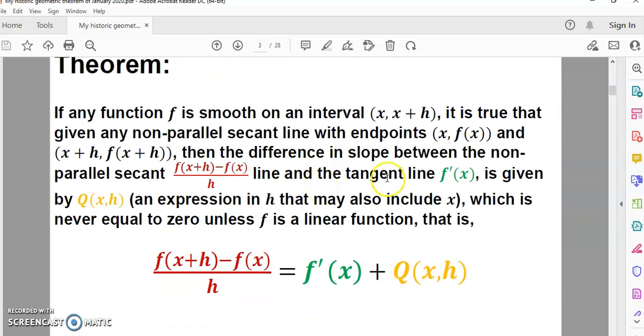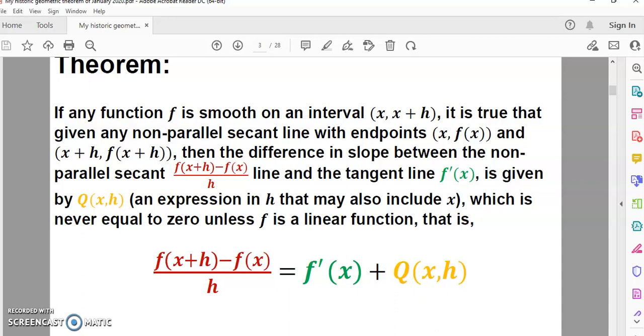So the theorem stated very clearly is this. It says, if any function f is smooth on an interval, as shown there, x and x plus h, it is true that given any non-parallel secant line with endpoints x and f(x), and x plus h and f of x plus h, then the difference in slope between the non-parallel secant and the tangent line f prime of x is given by q of x, h.